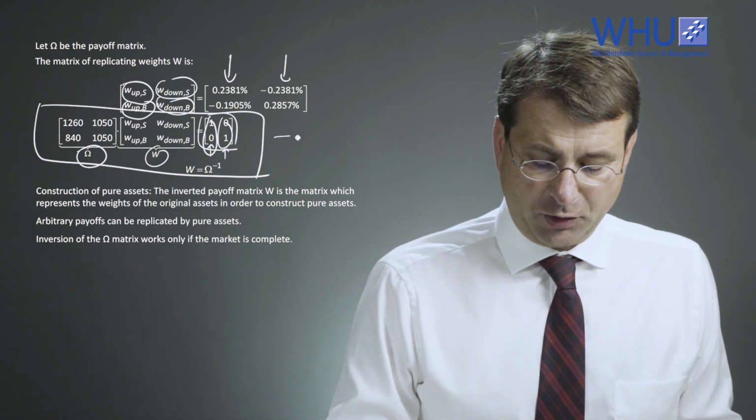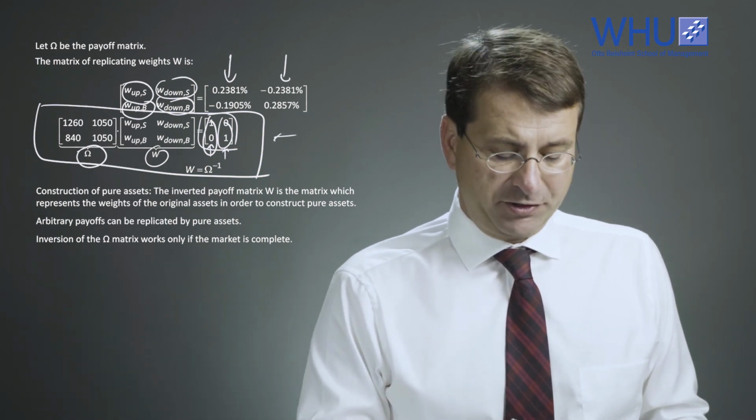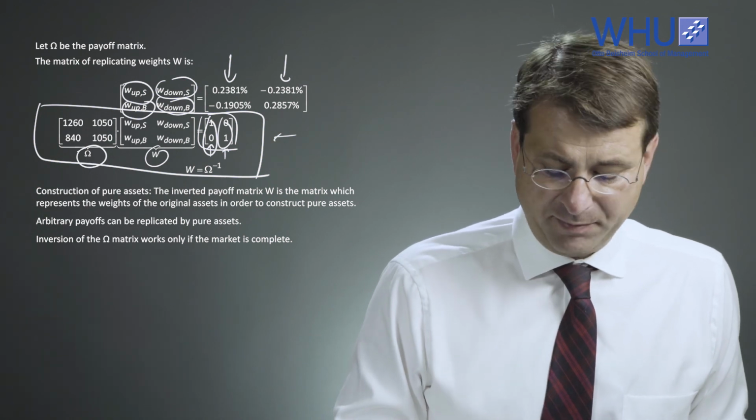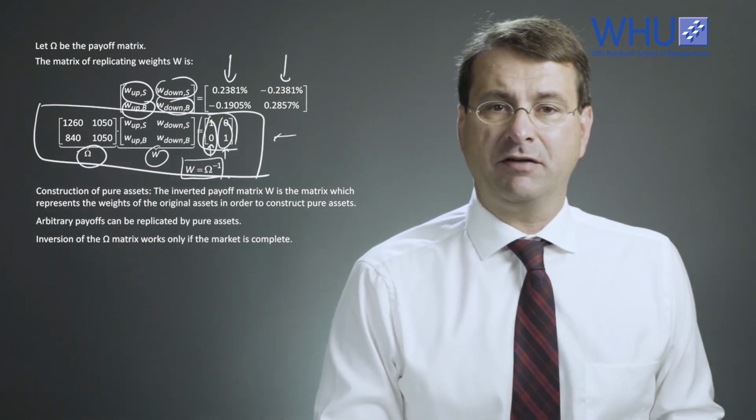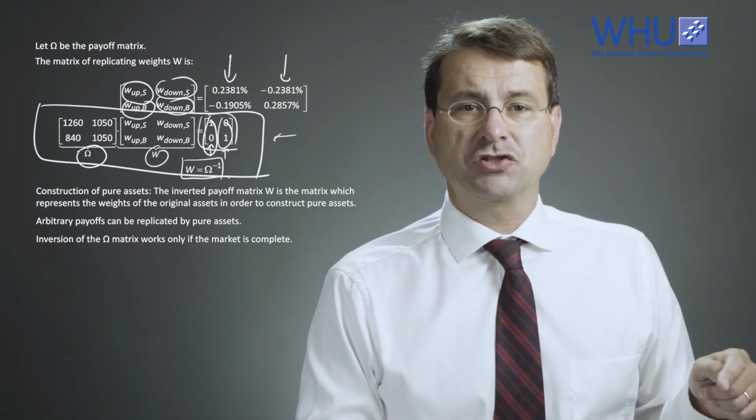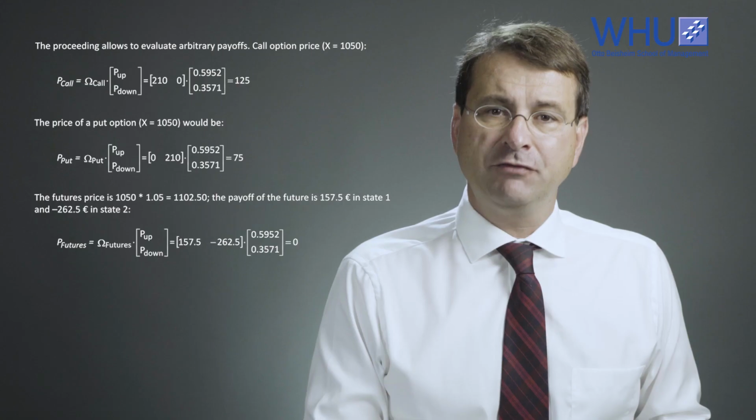Now the solution of that system of equations is comparatively simple because we simply have to invert the omega matrix and obtain the weighting matrix W. So the weighting matrix W, which gives us pure security weightings, is nothing else than the inverted omega matrix. Now that can be quite easily done, as long as you have two securities which are independent of each other. So our stock and our bond are independent of each other. Therefore the matrix omega of the payoffs has full rank. Given that it has full rank, it can be quite easily inverted.